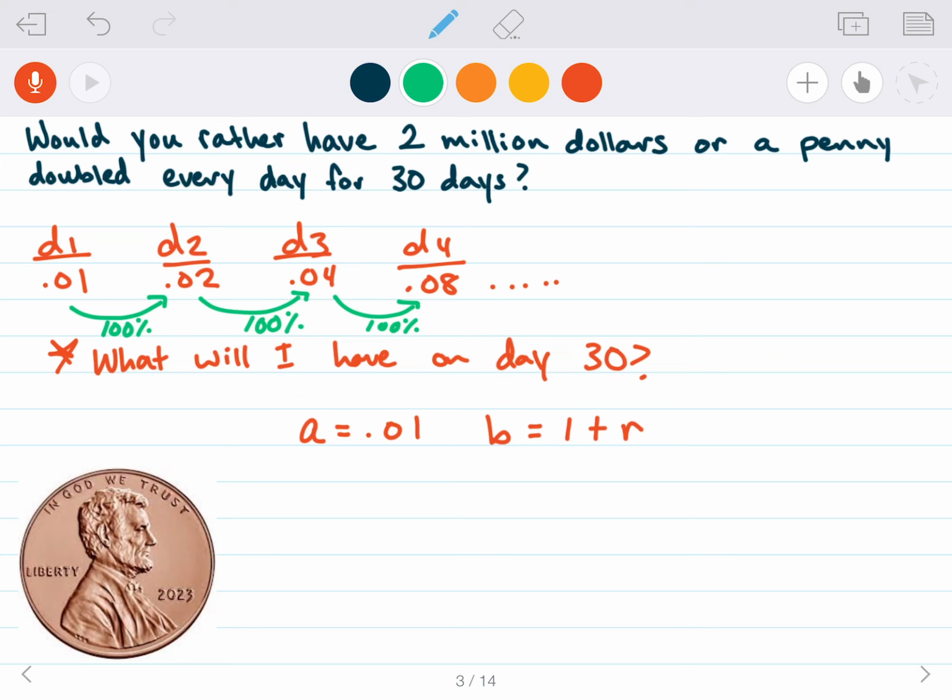We can also look at this in terms of B. So 0.01 times what is 0.02? That has to be 2. 0.02 times what is 0.04? Again, that's 2. So B has to be 2, is what I'm trying to say here.